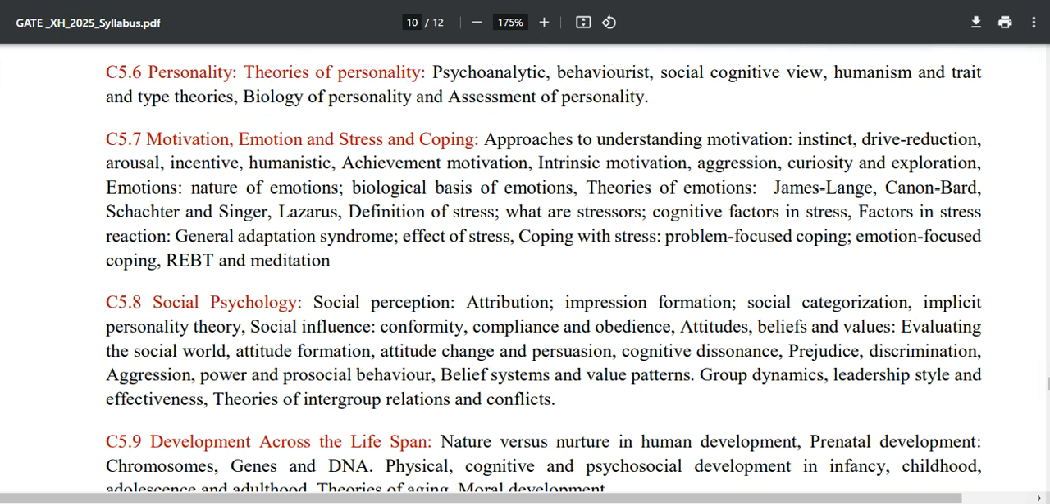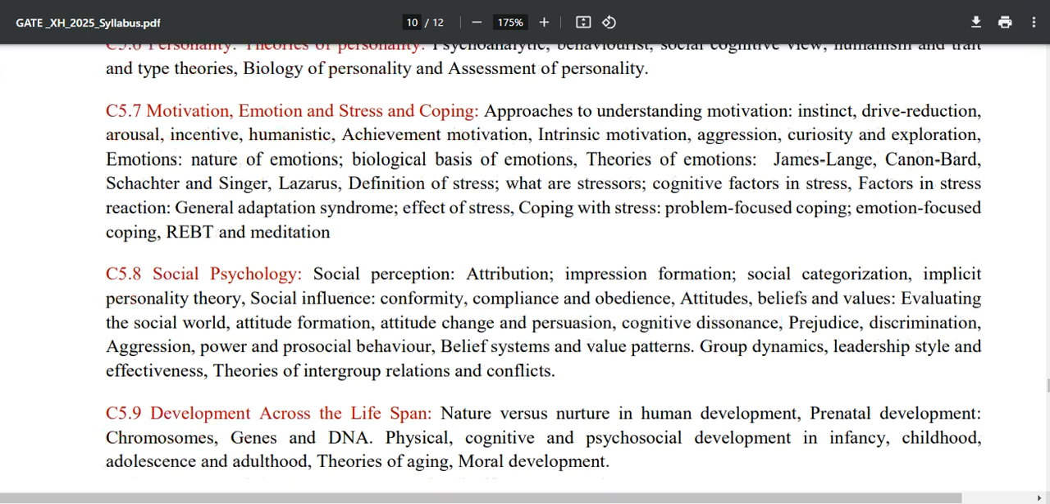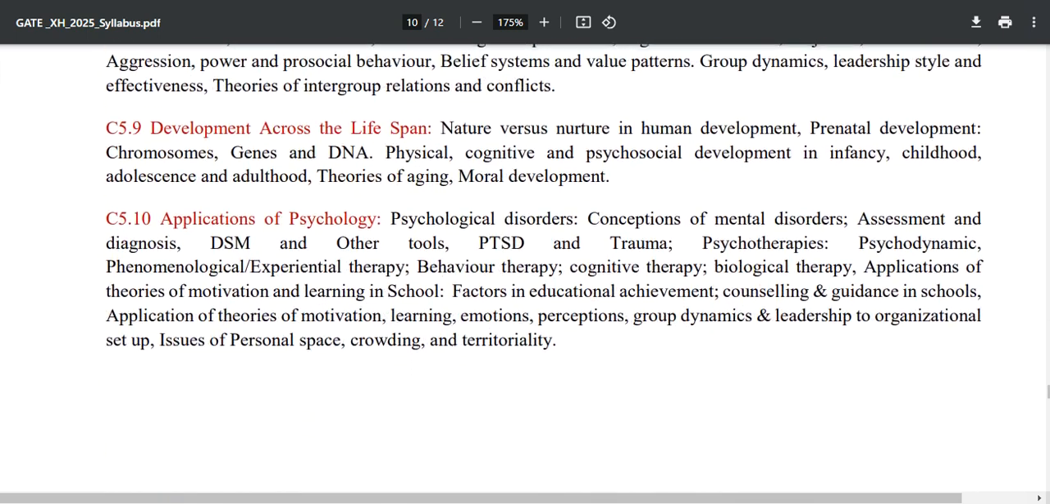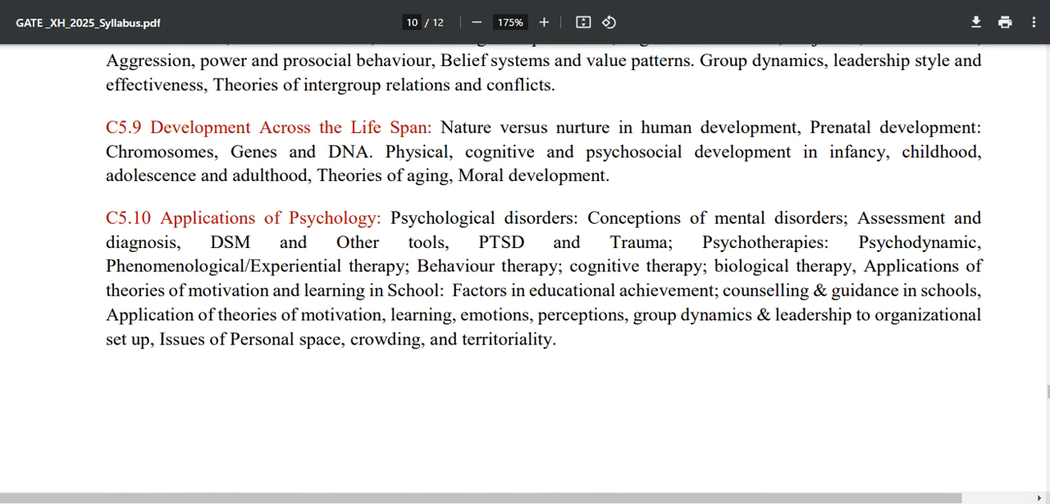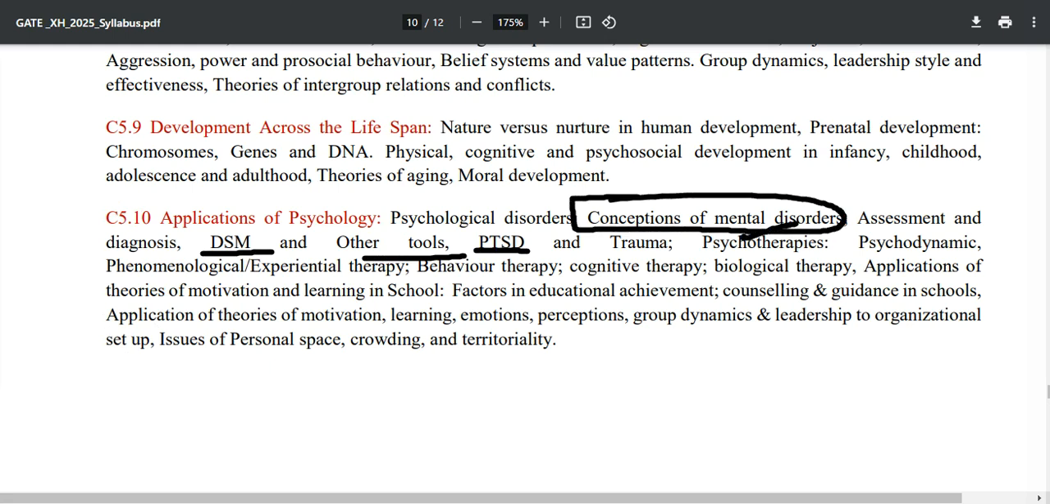Then motivation, emotion, and stress and coping. All these things, social psychology, development across the lifespan. So this is something very different. Then applications of psychology. This portion is not aligned with your UGC NET in particular, because this is DSM, other tools, PTSD. This is aligned, see, conceptions of mental disorders. In UGC NET they don't ask much often, but for GATE Psychology you have to prepare this as well.